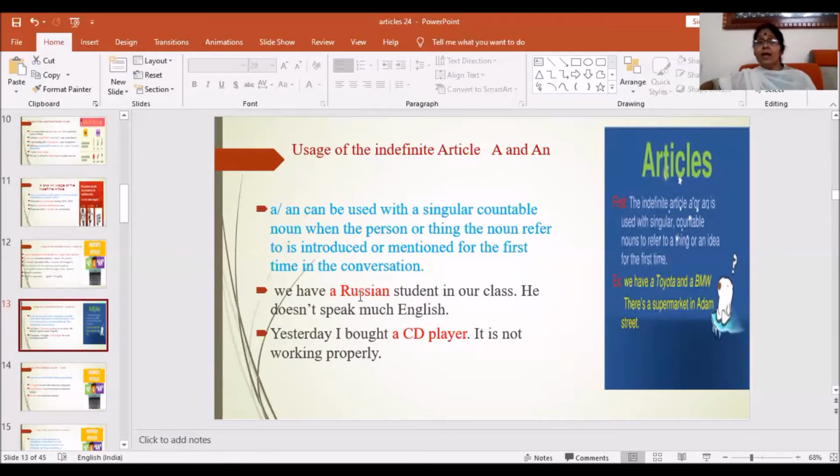See, first time I have used the article, but second time we don't use, right? Yesterday I bought a CD player. It is not working properly. Only when we have introduced it for the first time, we have used the article, but second time we don't use. So with these examples, we understand that a and an can be used with a singular countable noun when the person or thing the noun referred to is introduced or mentioned for the first time in the conversation, right?